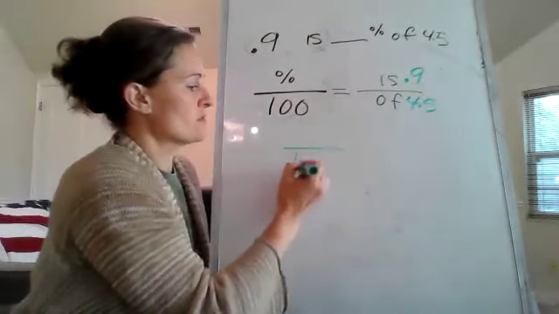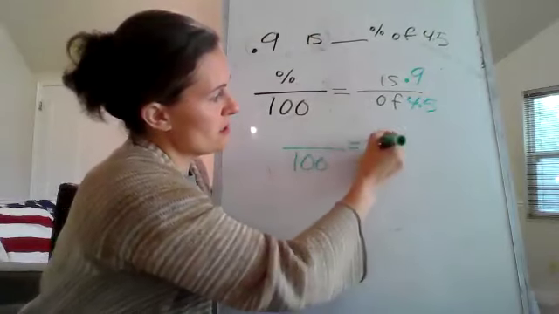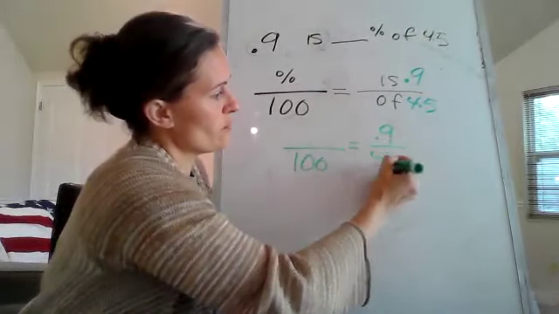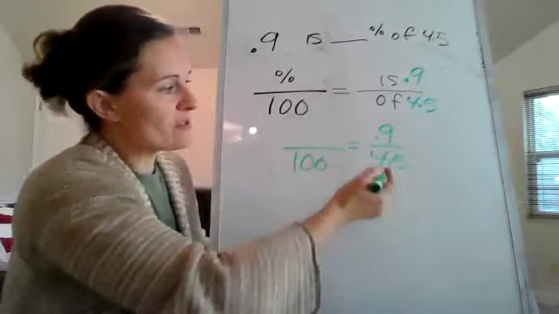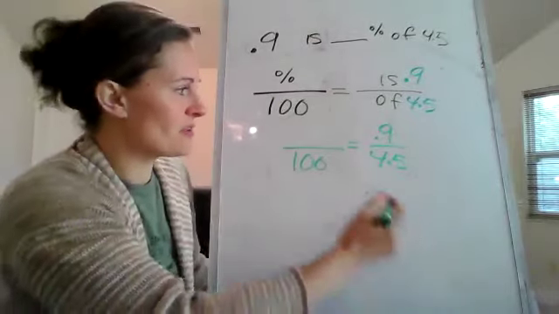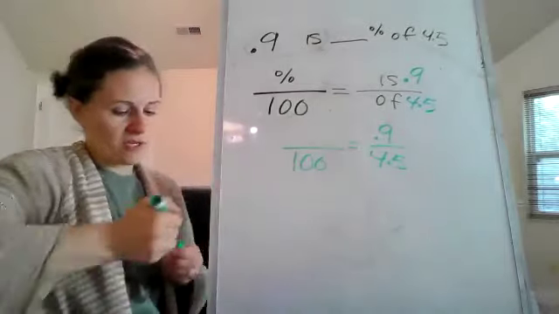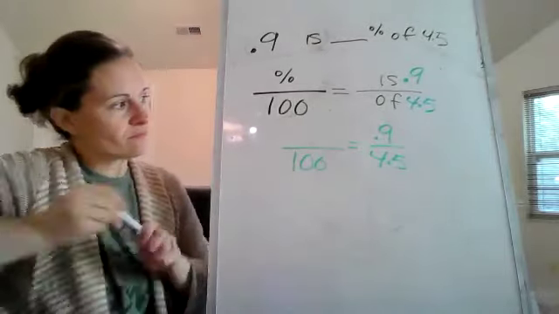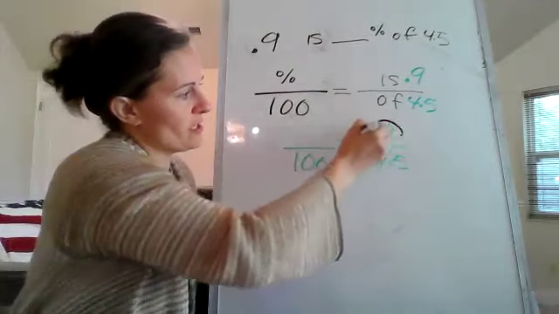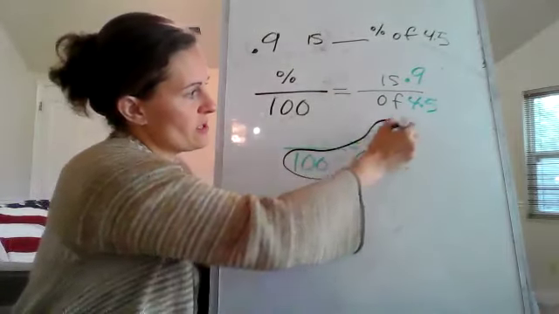So now we have something over 100 equals 0.9 over 4.5. And now when there are decimals in the way, it's going to be really hard to find any shortcut, right? So we have to do that cross multiplication. So what's 0.9 times 100? Do you remember your zeros trick with the decimals?